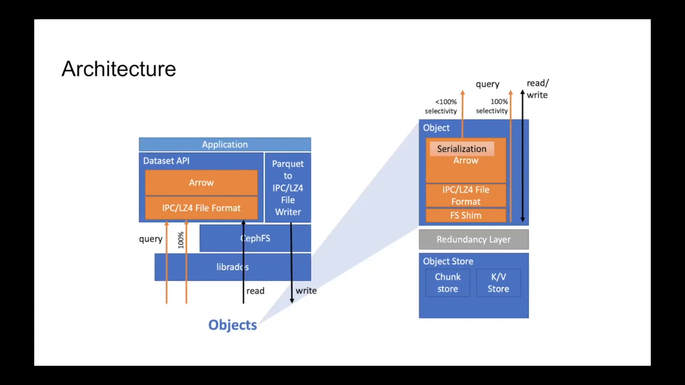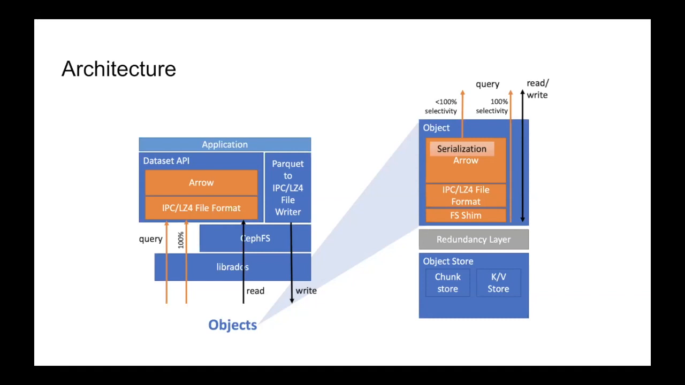Let me talk about the architecture a little bit. On the right side is the storage layer of Skyhook. At the very bottom is the object store, the main RADOS object store of Ceph, which has two parts. One is the chunk store, which serves data blobs, and there's a key-value store for storing and serving metadata. As you can see in the orange box, we embed Arrow shared libraries inside the Ceph object store using the Ceph object class SDK that I just talked about.